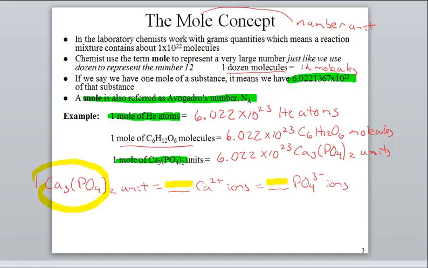If you look at the ratio, there's 3 cations per 2 anions in the formula. There's 3 calcium ions per unit, and remember this phosphate, that PO4 is 1 anion, and there's 2 of them.